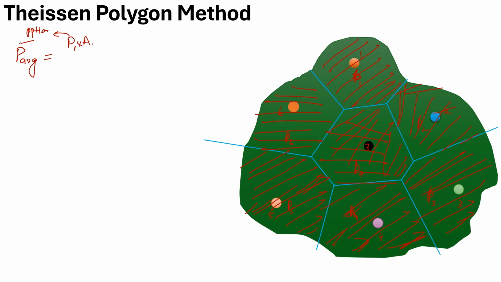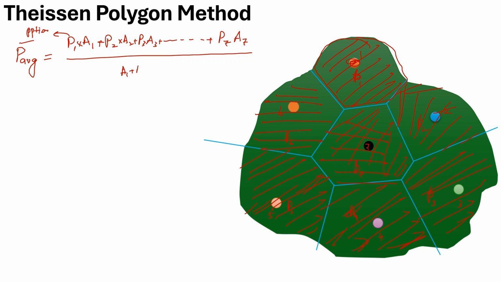P1 into the area of polygon 1, P1 being this station, and the area of the polygon which is formed after drawing this Thiessen polygon. All of these polygons are known as Thiessen polygons. Thiessen was a hydrologist who invented this method to measure the average or mean precipitation. In the same way, P2 into A2 plus P3 into A3 plus so on up to P7, A7, and we will divide by the accumulated area, that is A1 plus A2 plus A3 and so on to A7.